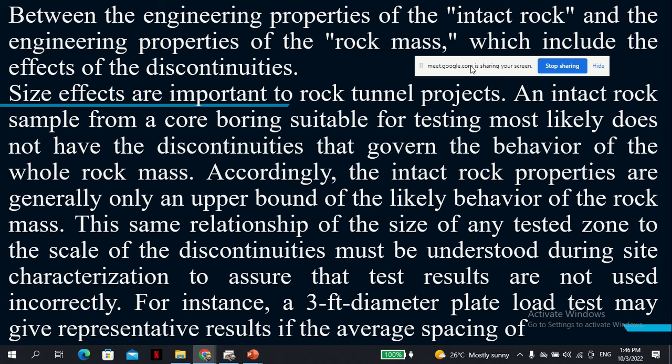Such effects are important to rock tunnel projects. An intact rock from core boring suitable for testing most likely does not have the discontinuities that govern the behavior of the rock mass. So you have to look at the bigger picture. We are not saying sampling is not important. When you sample, even when you interpret the data, you need to be aware it is possible there are discontinuities in the rock that your limited sample may not have captured.